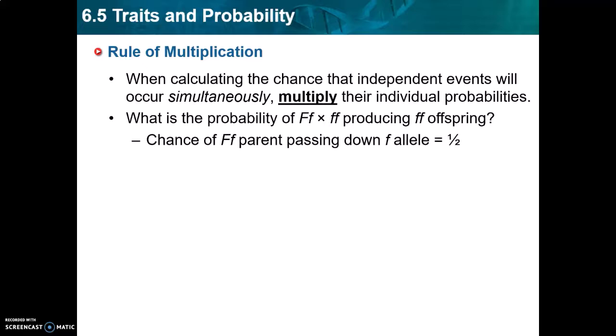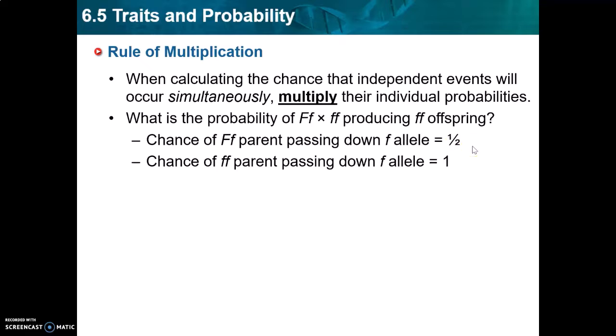So first of all, the two simultaneous events are going to be inheriting a recessive allele from the first parent and inheriting a recessive allele from the second parent. So the chance of parent 1, who's heterozygous, passing down a recessive allele is 1/2. They have one recessive allele that they can pass down out of two possible alleles that could be passed down. Only one of them is recessive, so 1/2 is our probability.